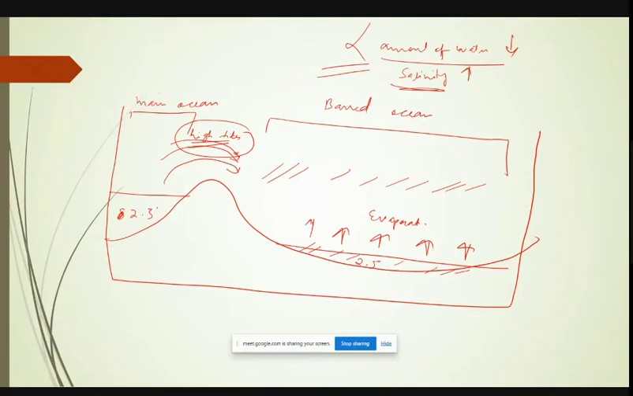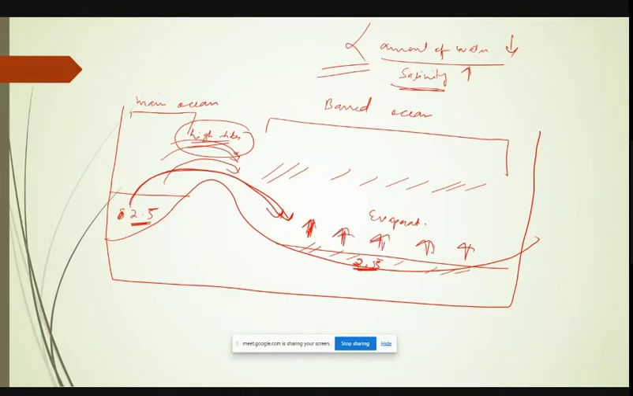What happens is, during high tides, water from the main ocean enters into the barrier ocean. The barrier ocean is separated from the main ocean, and it receives water from the main ocean only during the phenomenon of high tides. Otherwise, there will be no transfer of water. So during high tide, water from this enters this. So the salinity of water in this will be 2.5. Let's say it is the density. It is 2.5.